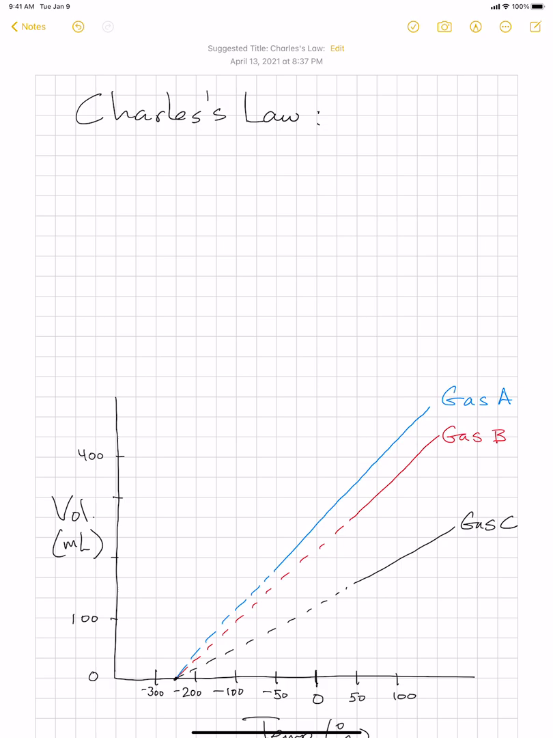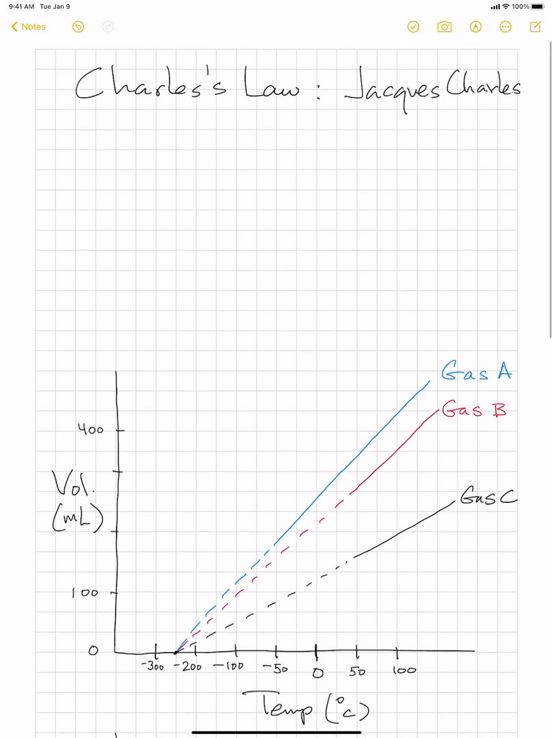All right, today we're talking about Charles' Law. Charles' Law was developed by a physicist who lived from the mid 1700s to the early 1800s, and his name was Jacques Charles. One interesting thing about Jacques Charles is that he was a hot air balloonist.